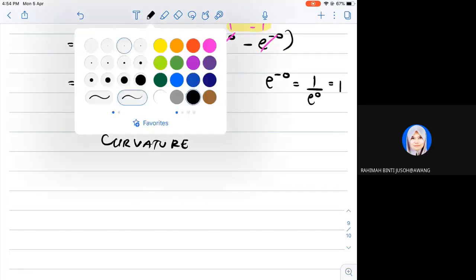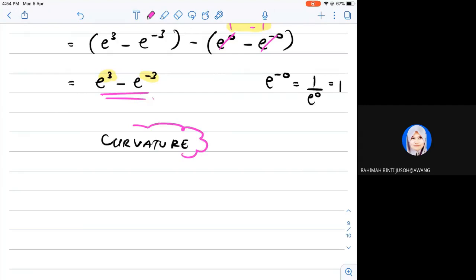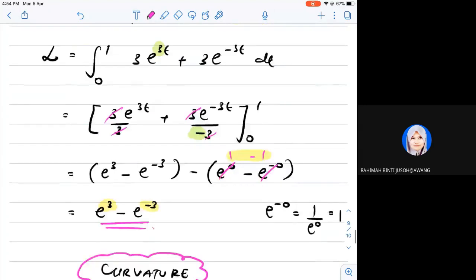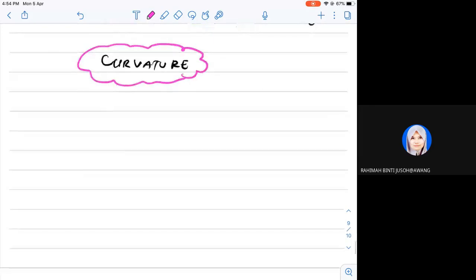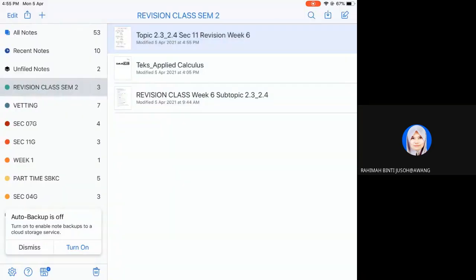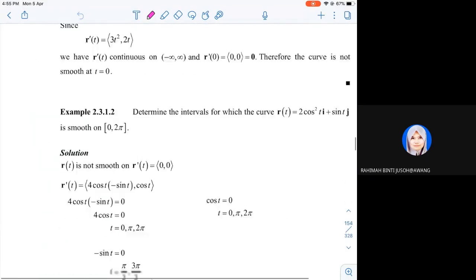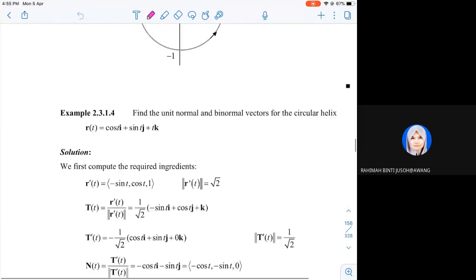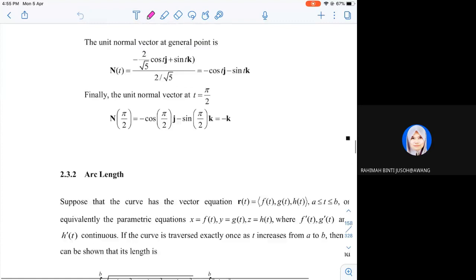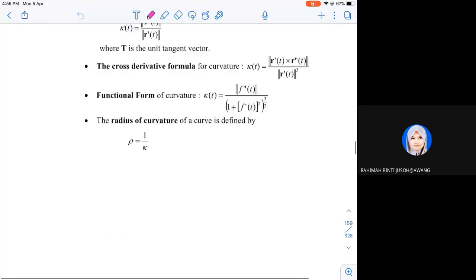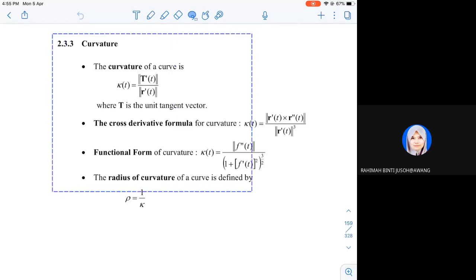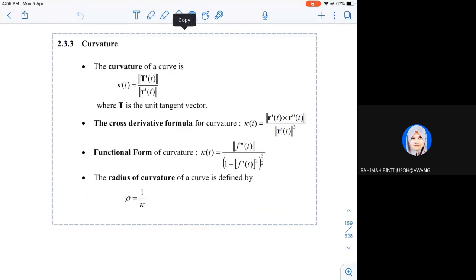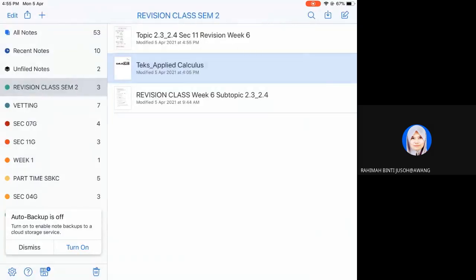Okay, jom kita tengok curvature. Okay, tadi arc length panjang lengkuk. Kalau curvature? Apa maksud curvature ni? Curvature. Guys? Ada banyak formula. Copy.